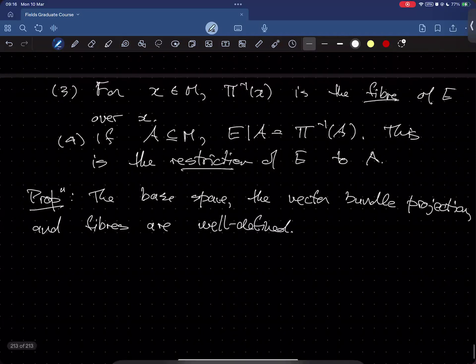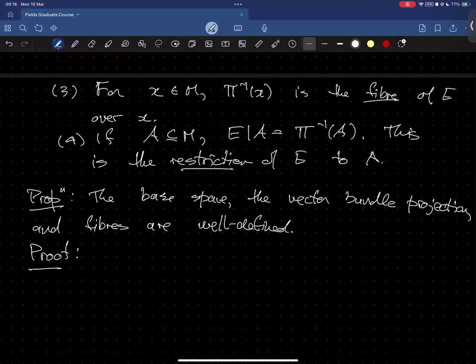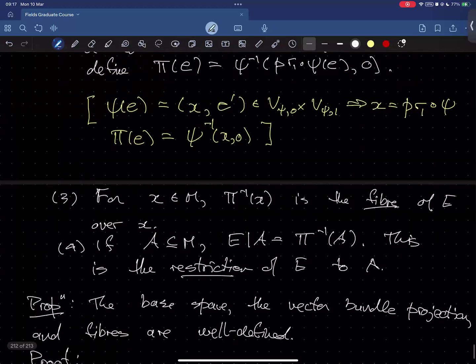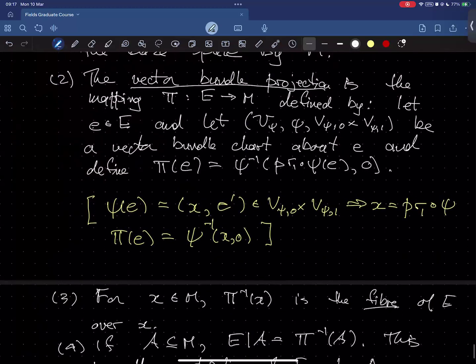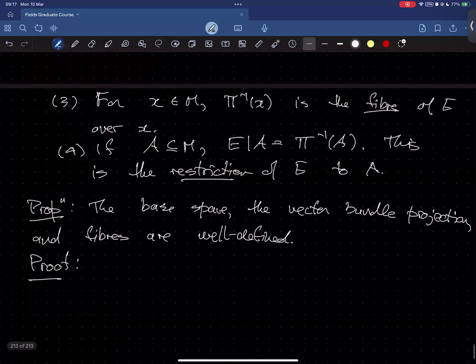Okay, so now it's easy to see why these things are true. It's a little less easy to prove it because it requires fiddling with charts. But let's do that, or at least let me chat my way through a proof of that rather than writing down a whole bunch of symbols. Okay, so base space.